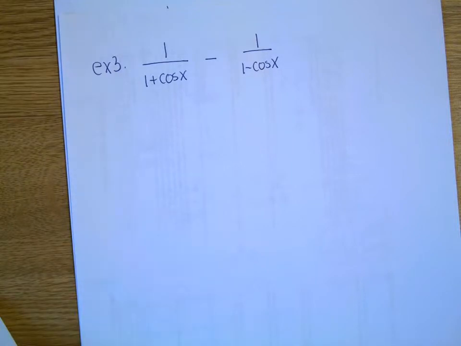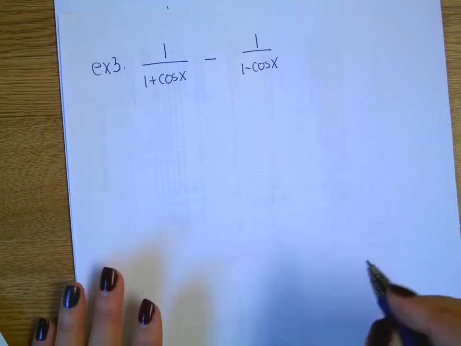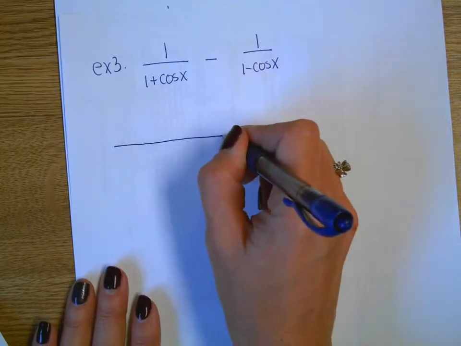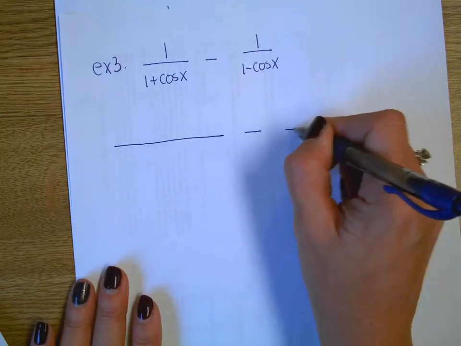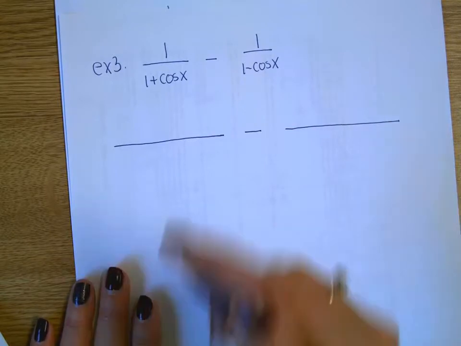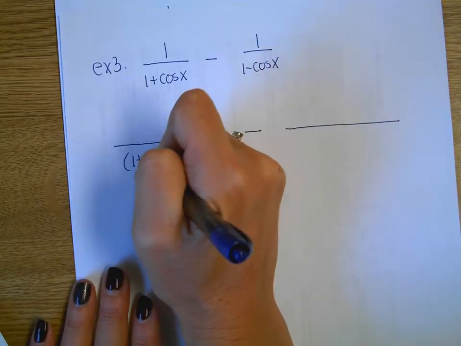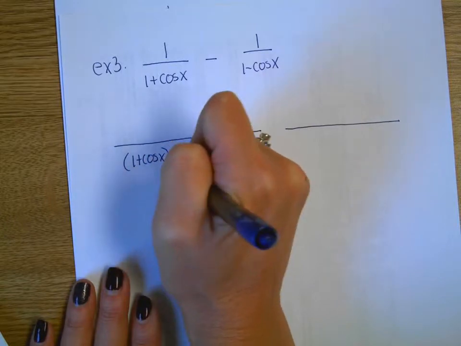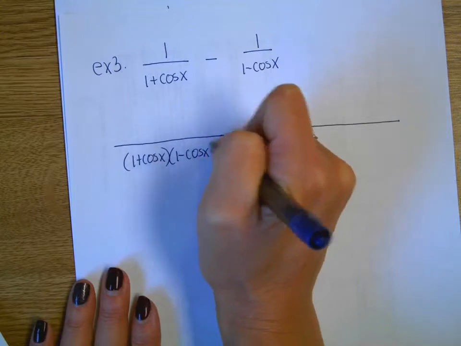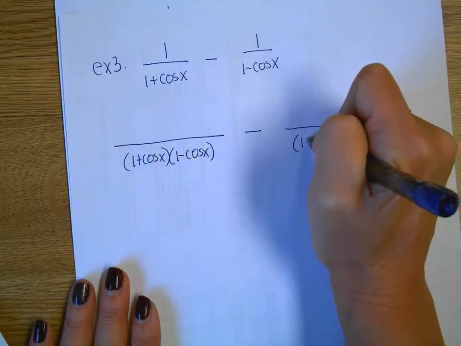This is not easy stuff here. Focus. All right, perform the operation. We want to subtract these two fractions. In order to subtract fractions, what do I need? Common denominator. So I need a common denominator. What is my common denominator going to be? 1 plus cosine x times 1 minus cosine x. You need both of those denominators in your common denominator.